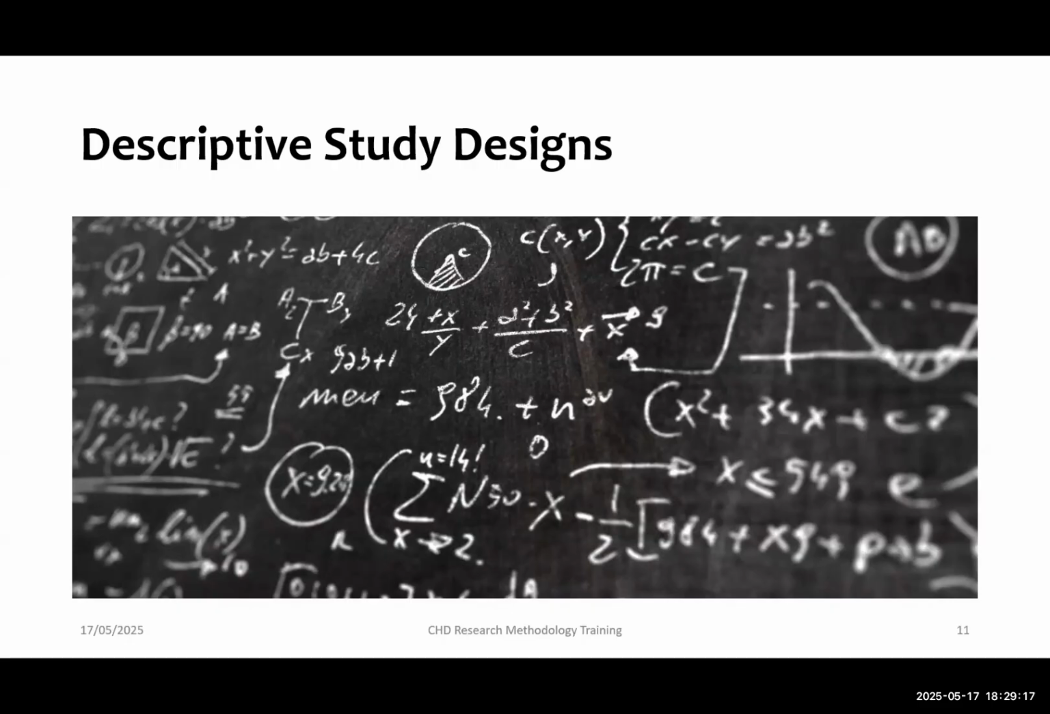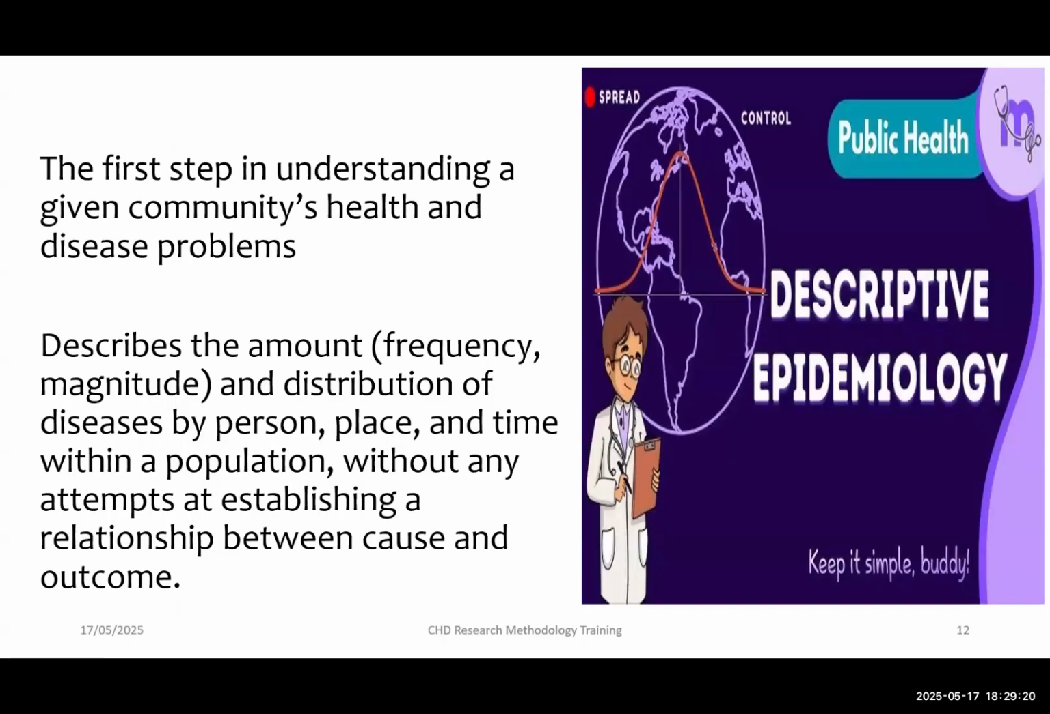So descriptive studies, that's where we stopped. Descriptive studies are basically the first step in understanding a given community health or disease problem, because you're just describing what you're seeing. In describing it, you find out what they have, what they don't have, what is prevalent, and how many males and adults there are. A descriptive study describes the amount in terms of frequency or magnitude, and how the disease is distributed in terms of person, place, and time.